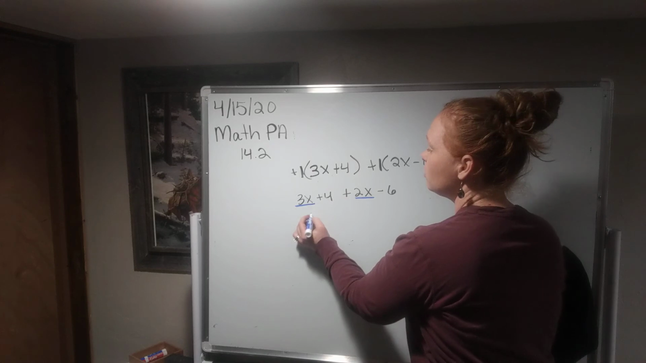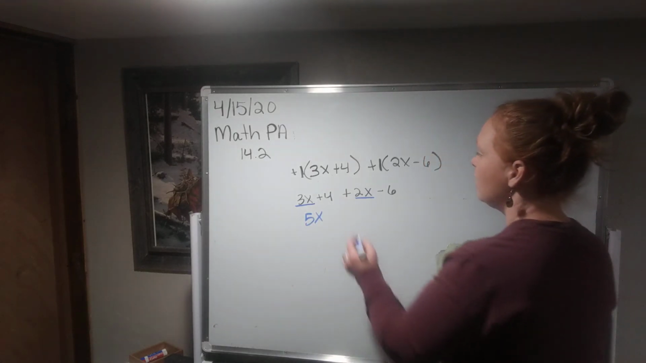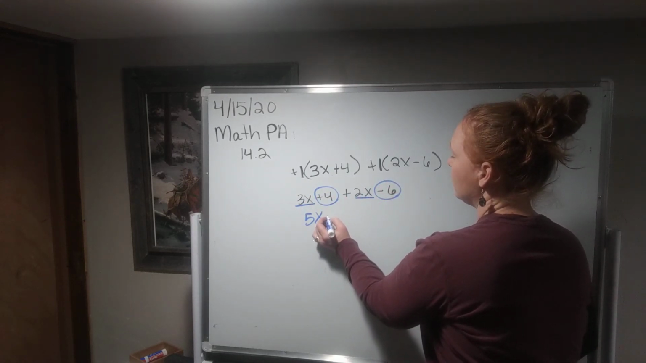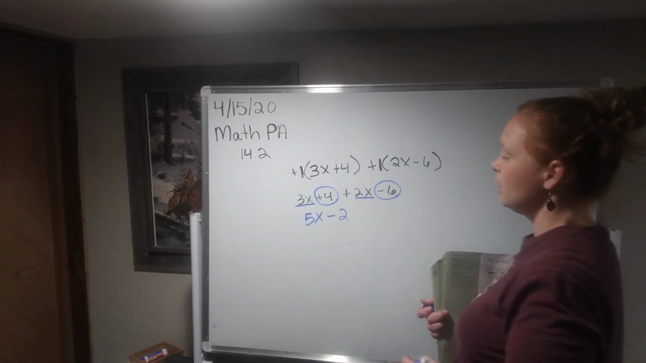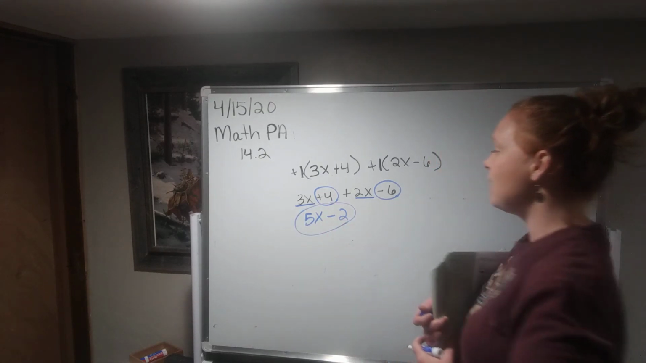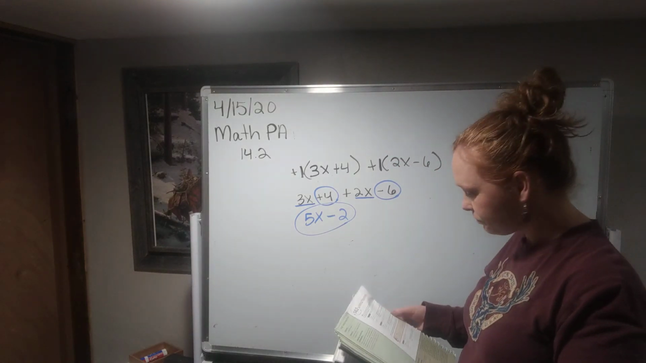3 plus 2 equals 5x. Remember, when we're adding, we just keep the x. And then we can combine our numbers, and we get negative 2. So, can I combine these? No. So my answer is 5x minus 2. This is what your work should look like, okay?